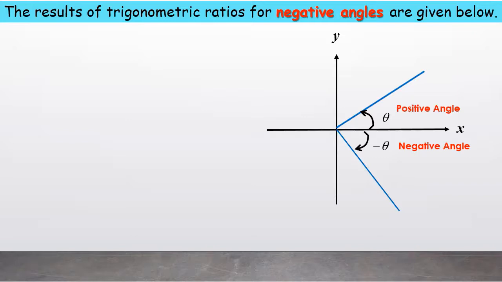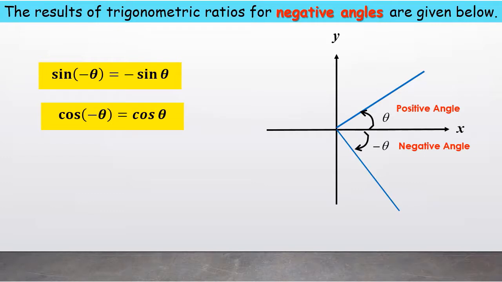The results of trigonometric ratios for negative angles are given below. Sine of negative theta is equivalent to negative sine theta. Cosine of negative theta is equivalent to cosine theta. Tangent of negative theta is equivalent to negative tangent theta. Let us see how the trigonometric ratios of negative angles are determined.